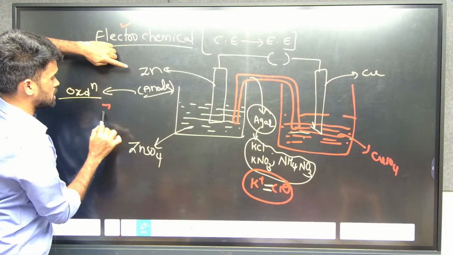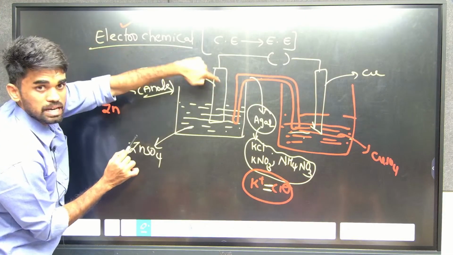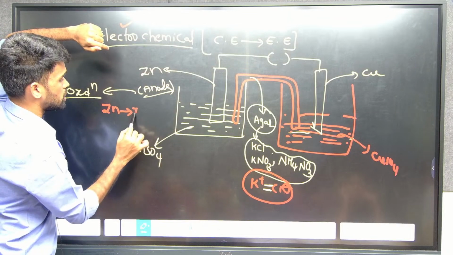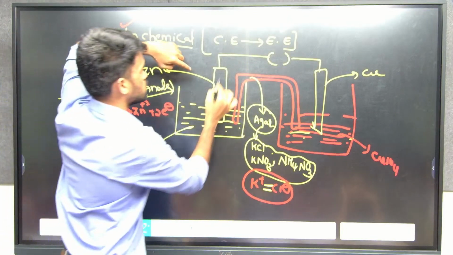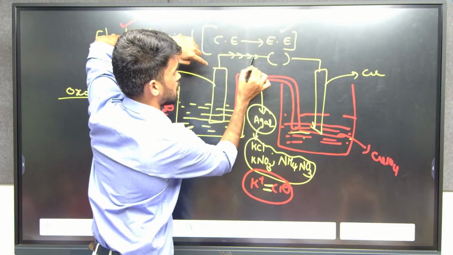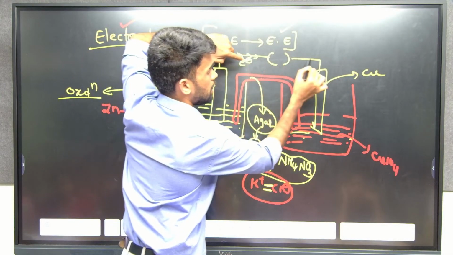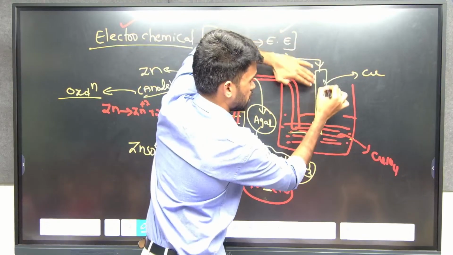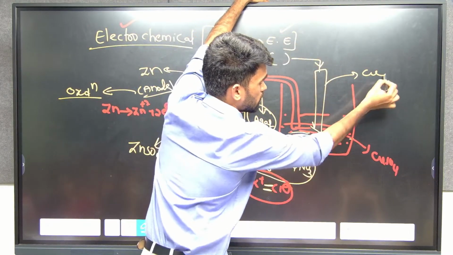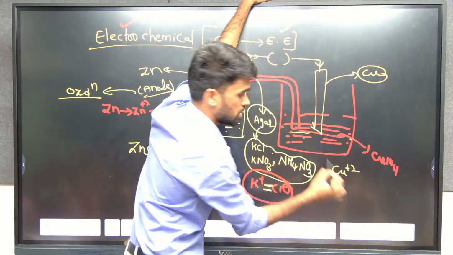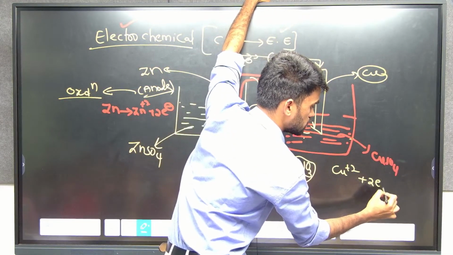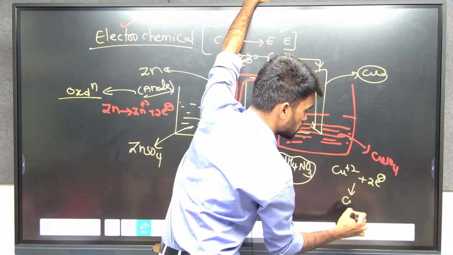So here the zinc rod will undergo oxidation, giving Zn2+ plus 2 electrons. These 2 electrons flow this way. What is flowing this side? Electrons. So electrons are coming here. Now here we have copper and Cu2+ sulfate ions, so the Cu2+ will take these 2 electrons and deposit as copper.